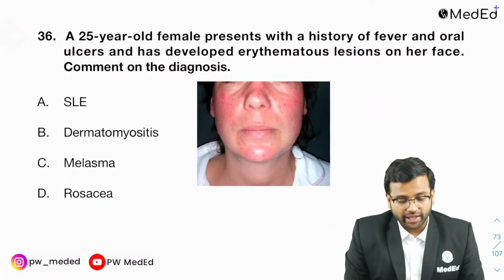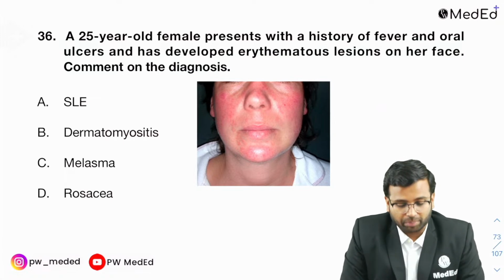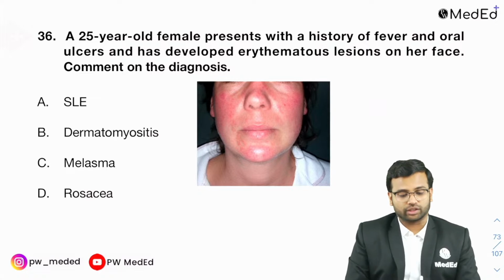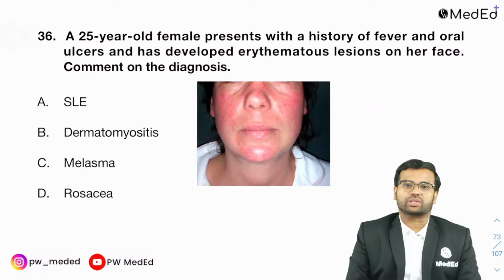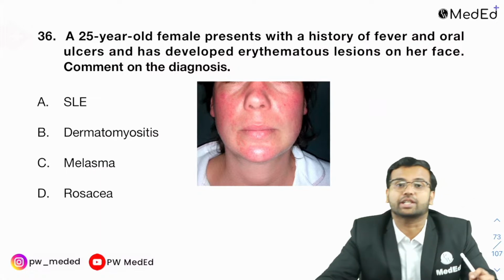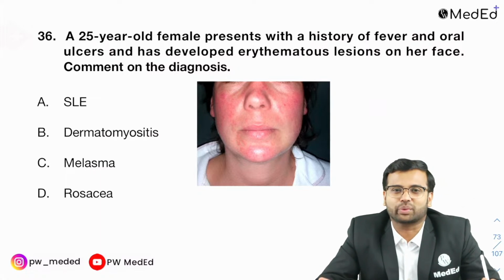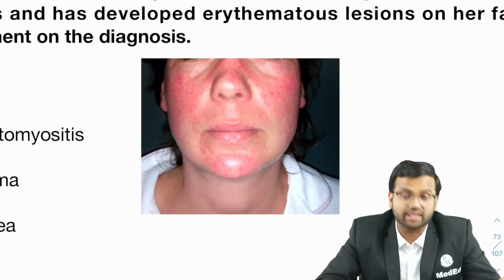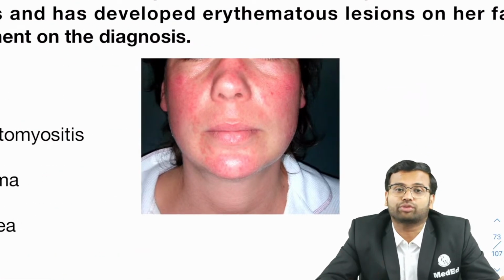So a 25-year-old female presents with a history of fever and oral ulcers and has developed erythematous lesions over the face. Comment on the diagnosis. So there is a fever, there are oral ulcers, and there are some erythematous lesions over the face. Now it's a pretty direct question, and you can see in this image that there is a sparing of the nasolabial folds as well.